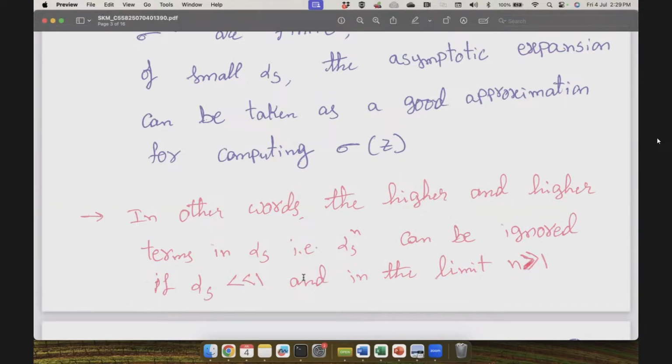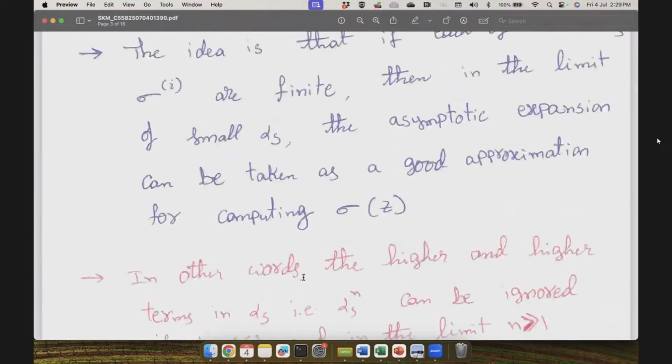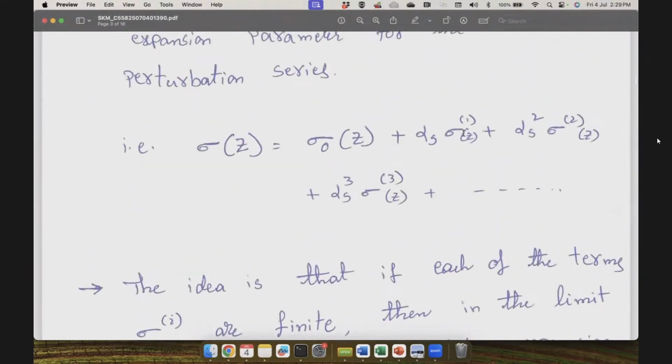In other words, we don't need the full all-orders result as such. If we assume that each of the terms, like sigma 1, sigma 2, sigma 3, are very finite, and given that alpha s is very small, then as you go to higher and higher order terms, alpha s will become even smaller and smaller. Eventually, it will vanish.